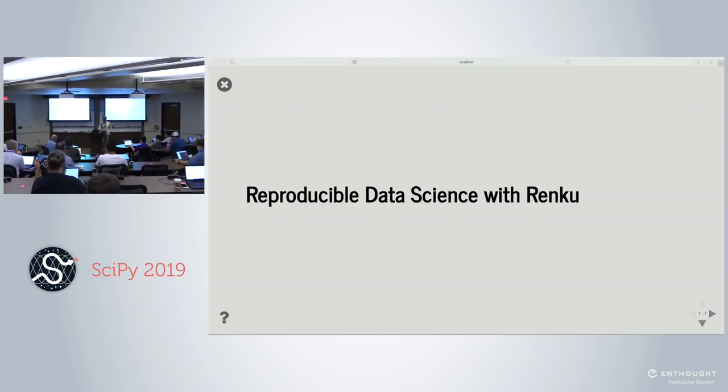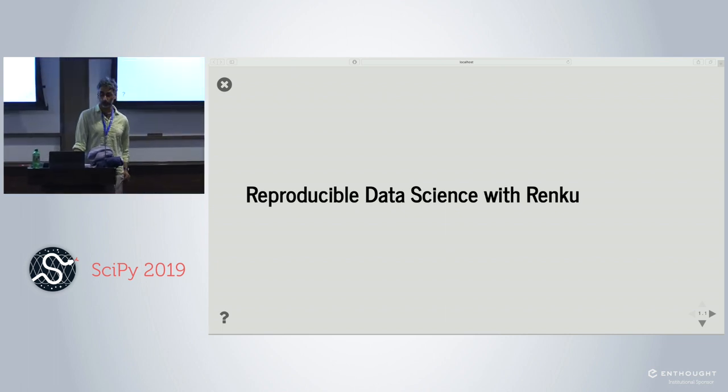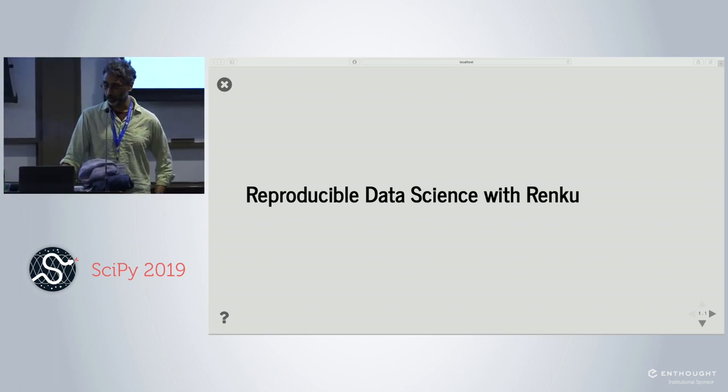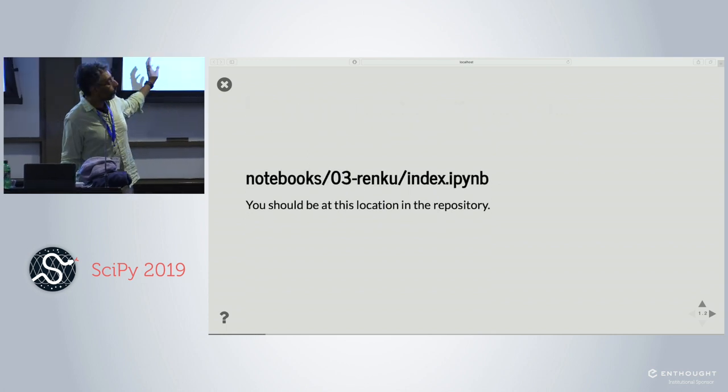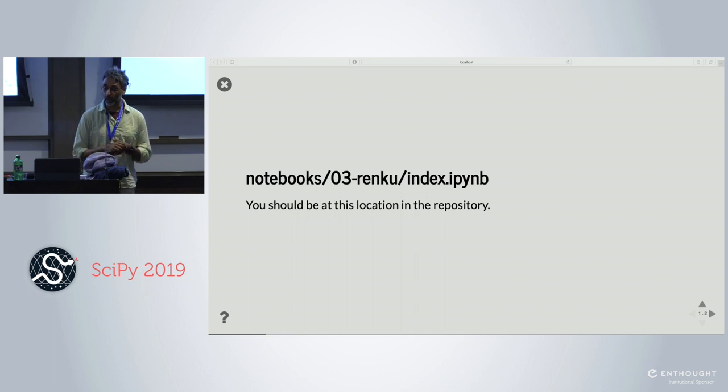Okay, so let's get started with the hands-on part. The first part of the hands-on is going to be with a tool called Renku that I work on. If you're following along, you should be at this location in the repository. The directory is notebooks 03-renku. Right now I'm in the index notebook. We're going to move to one of the other notebooks in a minute. Again, if you get stuck, you can use the red post-it to point that out or raise your hand. And if you've completed the exercise, then please put a green post-it on your computer.